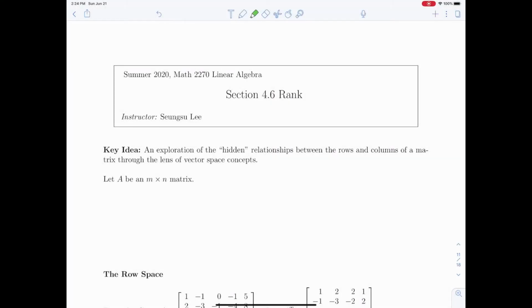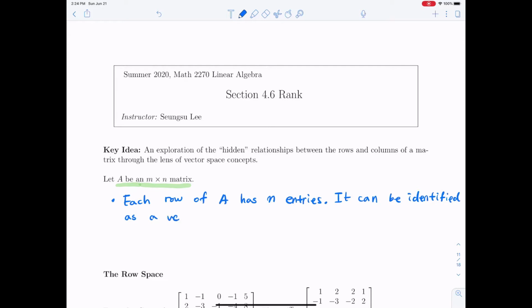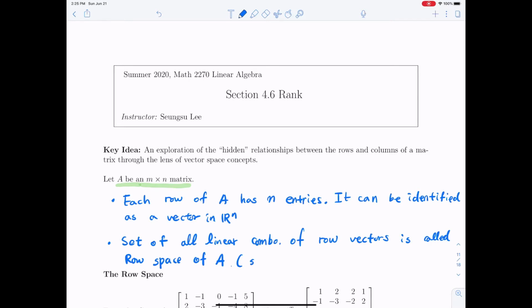In this section, we're going to talk about relationships between various kinds of spaces. So let's begin with an n by n matrix A. Then we know that each row of A has n entries, or this can be identified as a vector in R^n. So we call the set of all linear combinations of row vectors the row space of the given matrix A. Of course, it is a subspace of R^n.